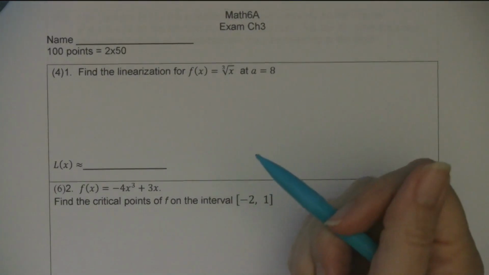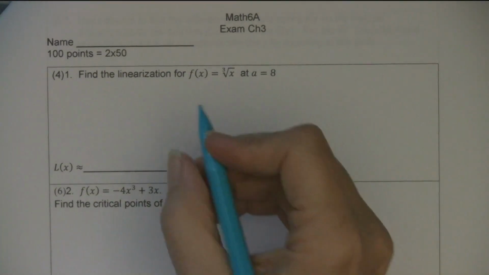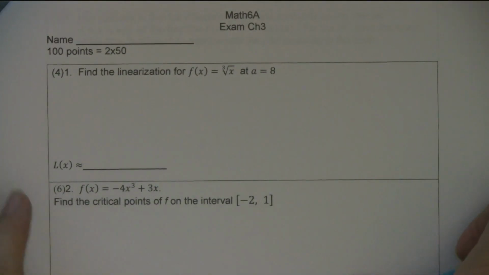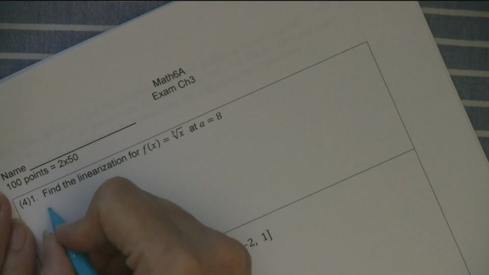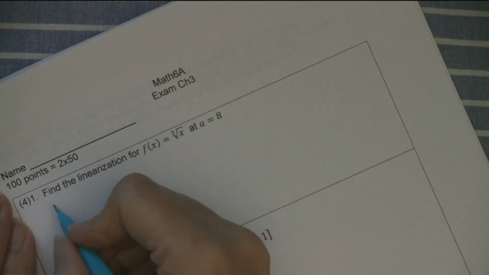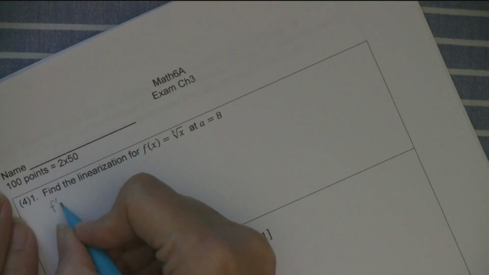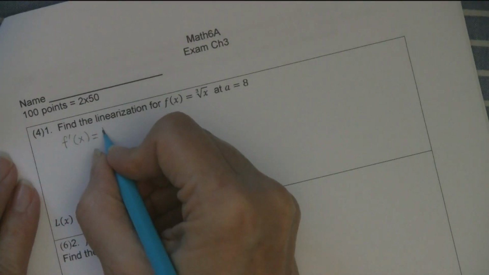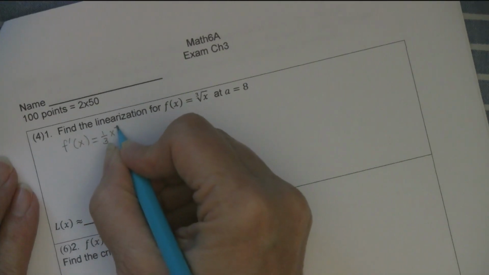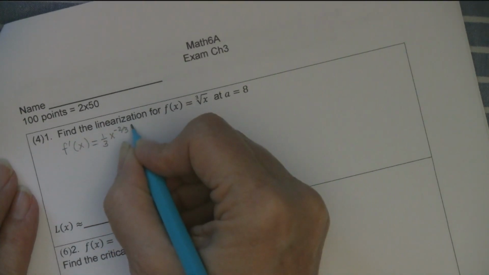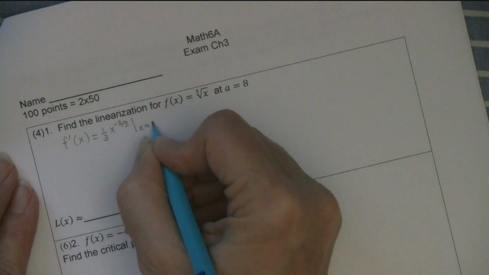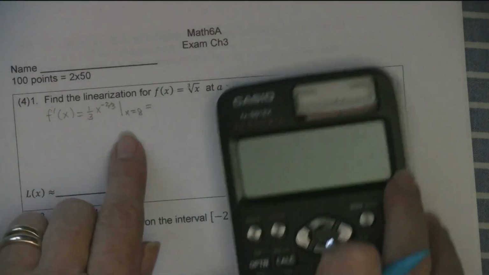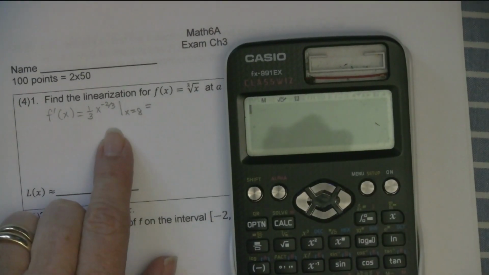So the first question here is asking us to find the linearization. That means we need to know the point and the slope and find the tangent line. And so how you find the slope here, that's raised to the 1/3, 1/3 x to the negative 2/3, and we're evaluating at x equals 8. And you can put that in your calculator if you like to figure out what that is.